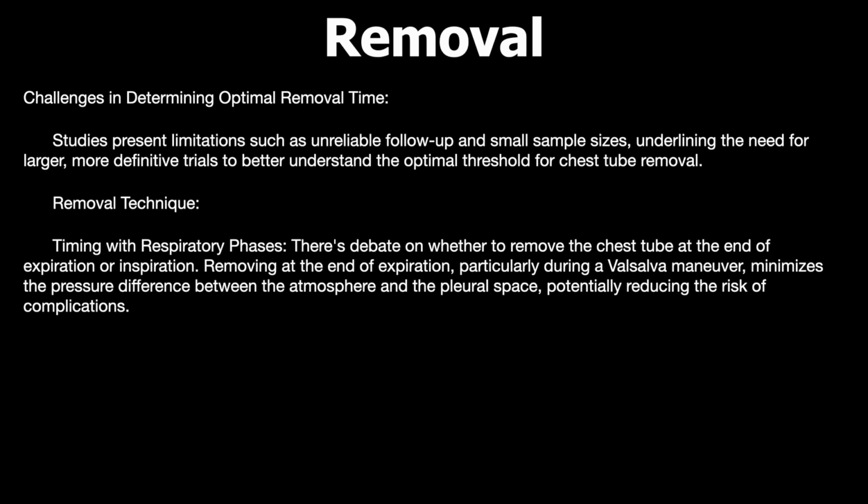Now, the removal technique. There is a debate on whether to remove the chest tube at the end of expiration or inspiration. Removing at the end of expiration, particularly using a Valsalva maneuver, minimizes the pressure difference between the atmosphere and the pleural space, potentially reducing the risk of a complication. The overall idea is there should not be a negative pressure in the pleural cavity when you have removed the tube. But if the patient is on a ventilator, there is always a positive pressure in the pleural cavity.